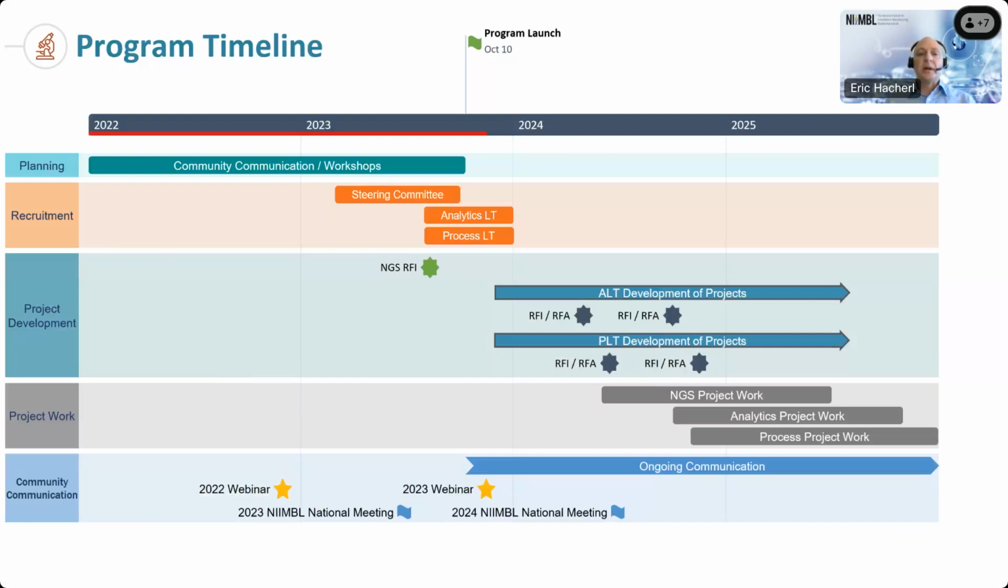So the very top of this slide is the planning exercise. And frankly, this slide started back at the end of 2020 and just weighted things too far to the right-hand side when we showed 2020. But we started this overall exercise late 2020, early 2021 through NIIMBL national meetings and workshops, as I mentioned. We launched the program on October 10th. That was a very exciting date for us. And we are in the process of populating the analytics leadership team and the process leadership team. And we anticipate that will run through the end of this year and perhaps into early next year a bit.